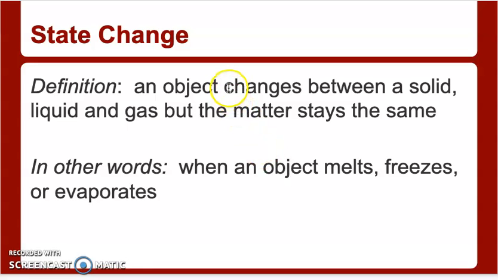So I would like you to circle changes between a solid, liquid, and gas. Circle those words. Then we need to underline how we know this is a physical change. We know this is a physical change because the matter stays the same. So we should underline matter stays the same. Again, we're going to leave our in other words alone, and we'll talk about those when I come back.